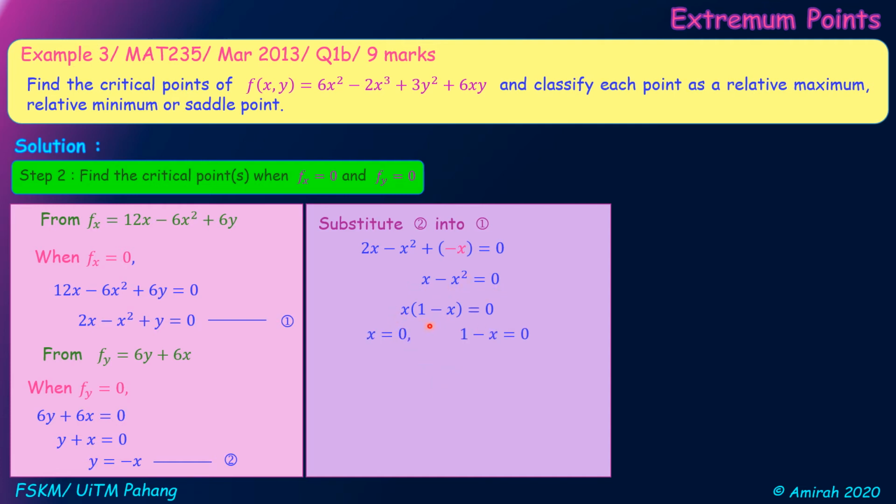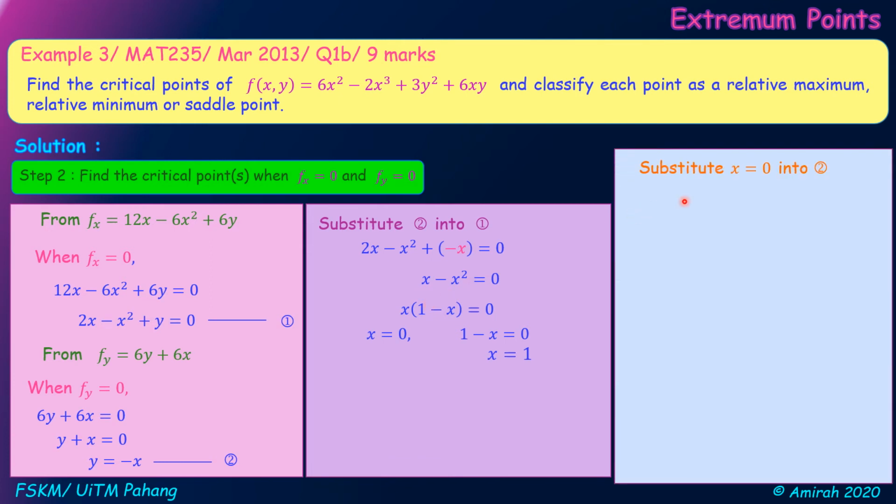Alright? And then from here, we have a multiplication of functions containing x. It means that x here equals 0 or 1 minus x equals 0. So from 1 minus x here, we can solve for x. So our x equals 1. So now we have found the values of x. A critical point here means that after finding the values of x, we need to find the values of y and then write the answer in coordinates.